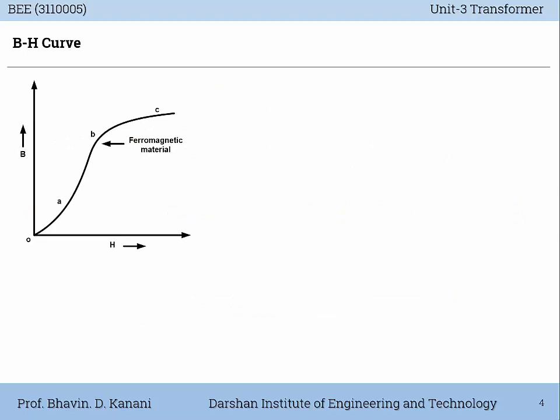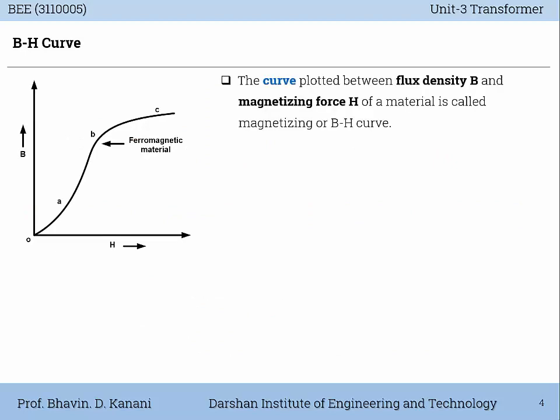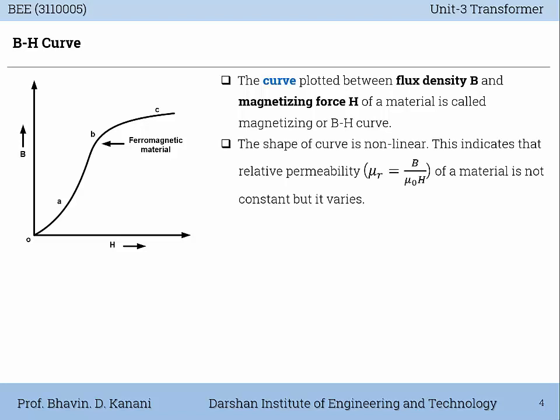BH curve. You can see this figure. The curve plotted between flux density B and magnetizing force H of a material is called the magnetizing or BH curve. The shape of the curve is nonlinear. This indicates that relative permeability mu r, equal to flux density B divided by absolute permeability mu naught multiplied by magnetizing force H, is not constant but varies.